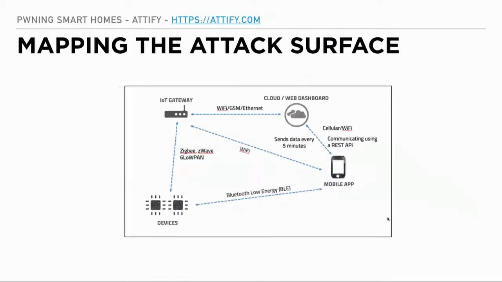So this is a typical smart home attack surface. You have the gateway, the cloud dashboard, the individual devices and sensors, and then finally the mobile application. Plus you have the interconnectivity between all these different components. So you can attack the firmware on the IoT gateway, you can attack the hardware on the IoT gateway, you can attack the web communication, you can attack the mobile application and reverse engineer it, you can exploit the individual devices, you can attack BLE, Zigbee, 6LoWPAN, whatever protocol it is using.